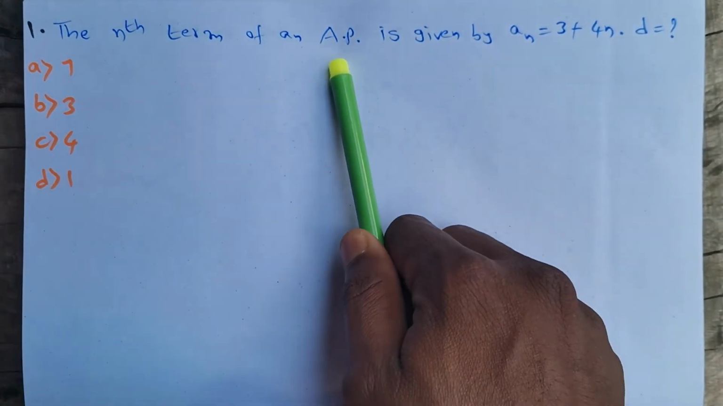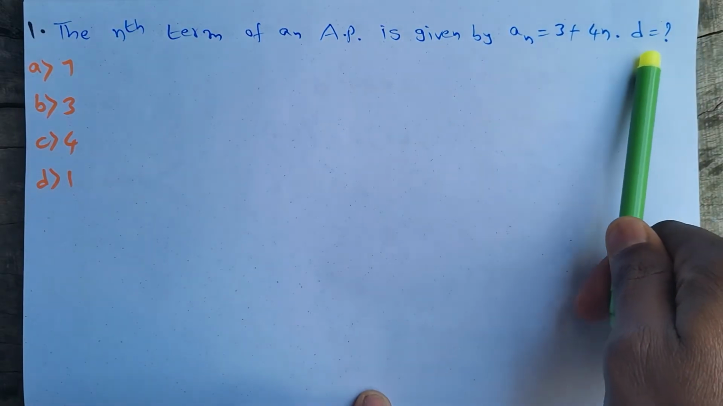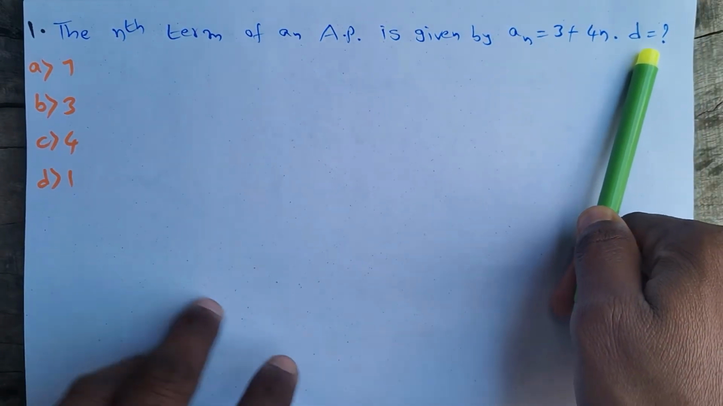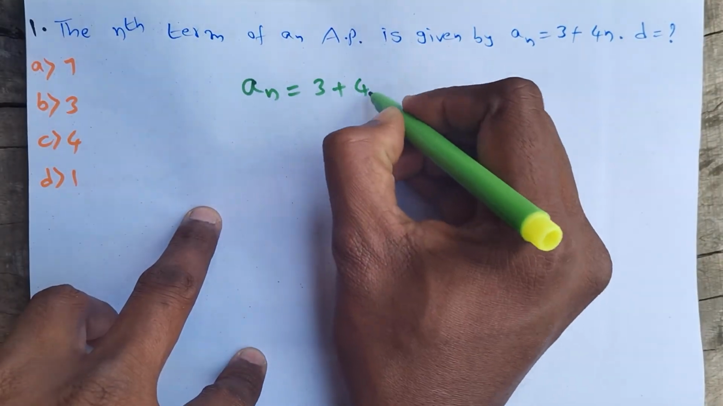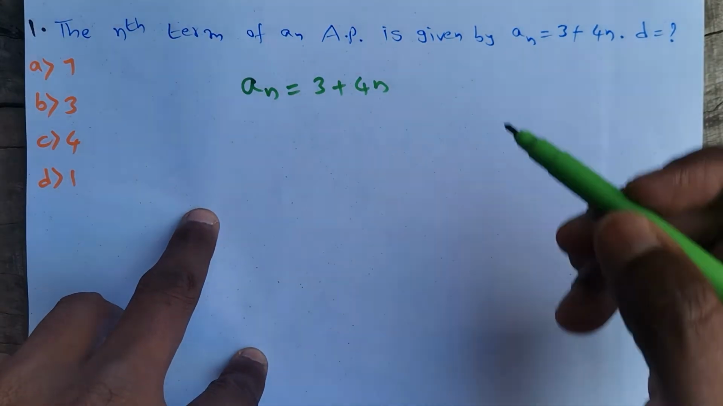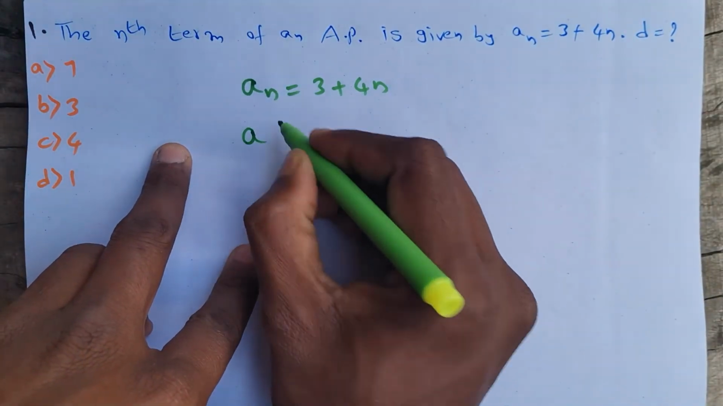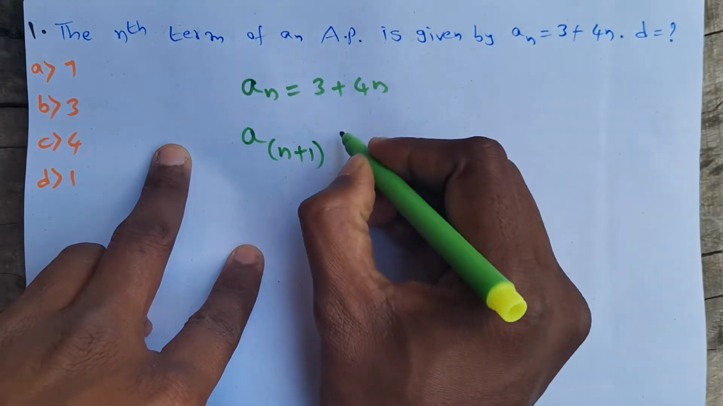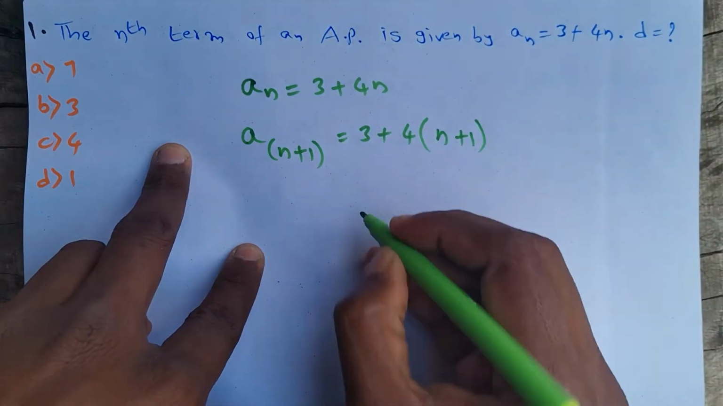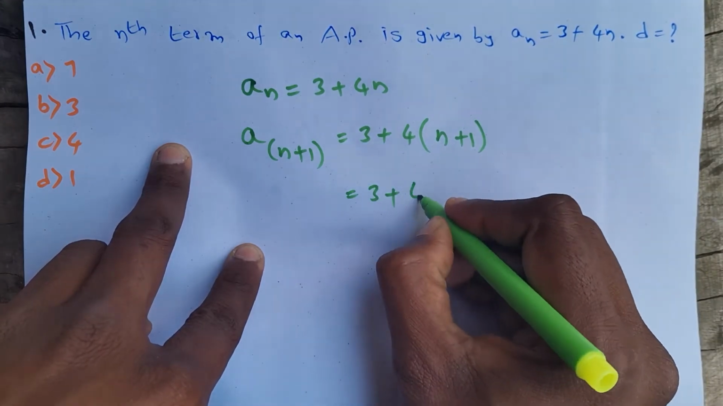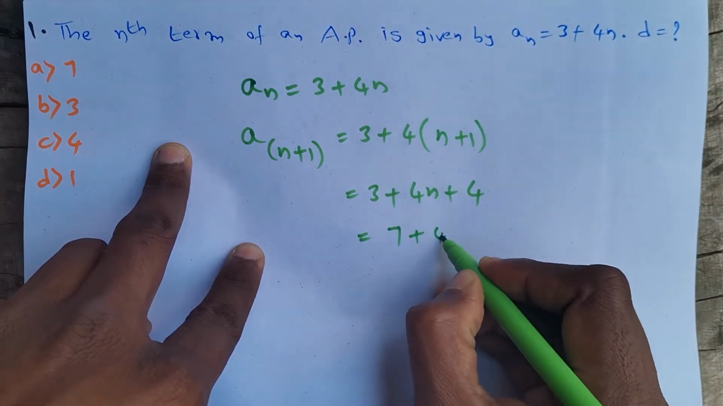The nth term of an AP is given by a_n = 3 + 4n, then what is the common difference? So nth term is given as a_n = 3 + 4n. Now nth term is given, then what will be the (n+1)th term? In the place of n, keep n + 1: a_(n+1) = 3 + 4(n + 1), which equals 3 + 4n + 4, that is 7 + 4n.